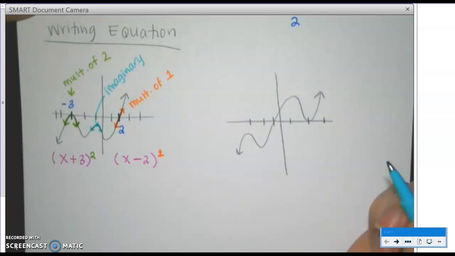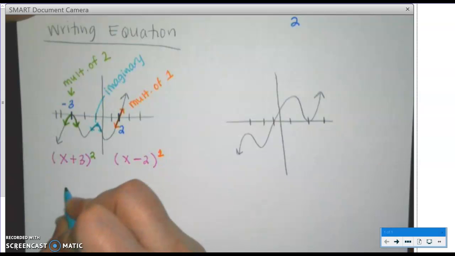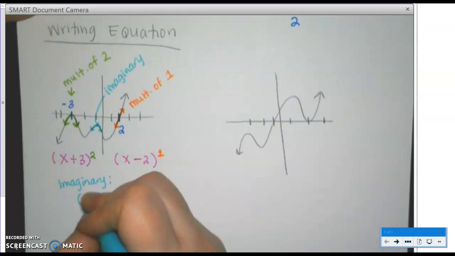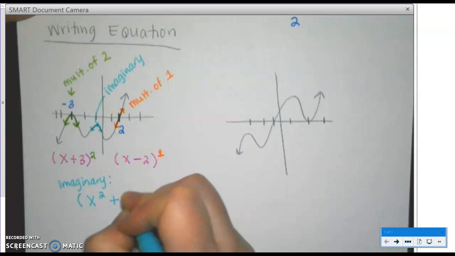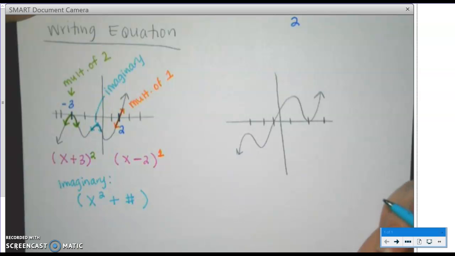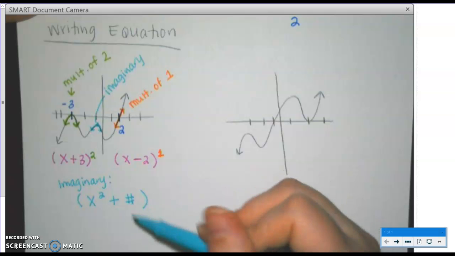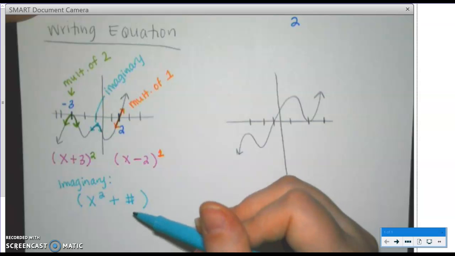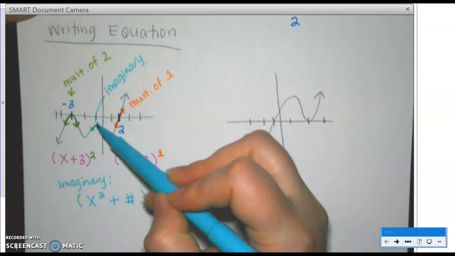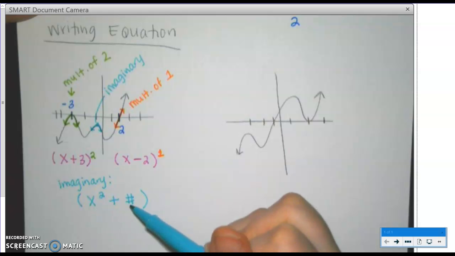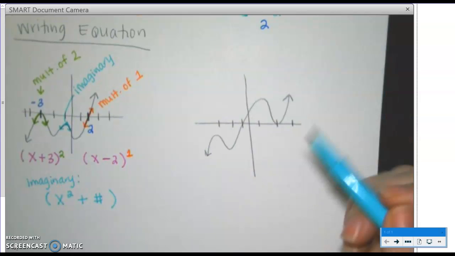All of your questions like this in Delta Math are multiple choice. So what you need to look for, if you have an imaginary root, is some factor that's x squared plus a number, because I would have to subtract that number and then take the square root, which would mean taking the square root of a negative. So if you see that your graph has an imaginary spot, then you need to pick an answer choice that has x squared plus a number. All right, so let's do the next one.